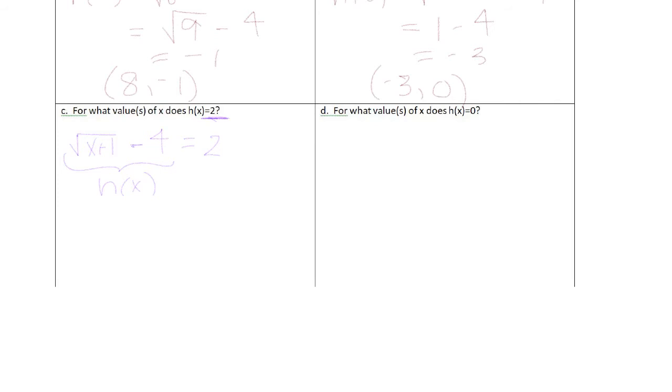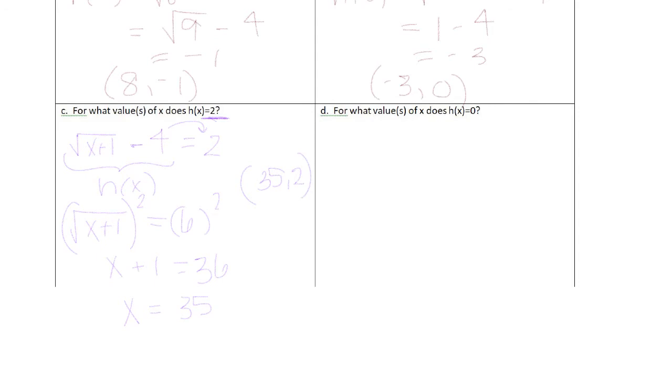Now to solve for x, we would have to add 4 over. So I have the square root of x plus 1 equal to 6. Now to remove a radical, you do need to square both sides. So I have x plus 1 equals 36. Then solving for x, that's going to give us 35. So we have the ordered pair (35, 2).